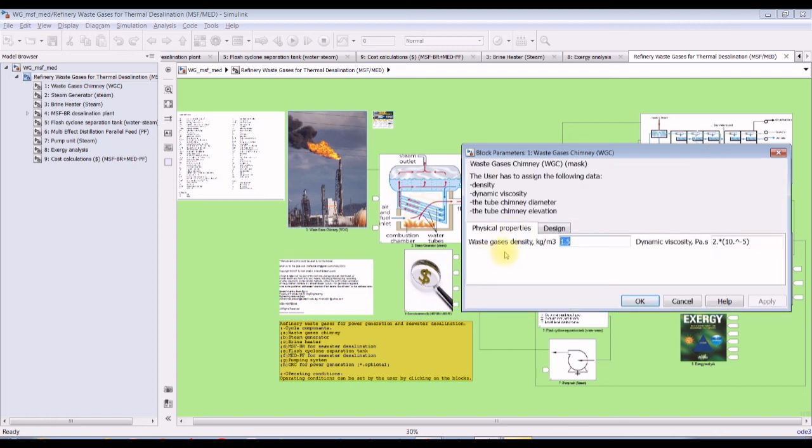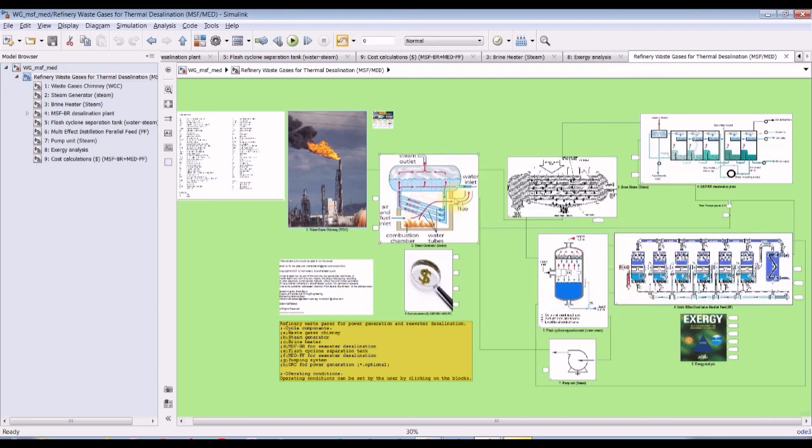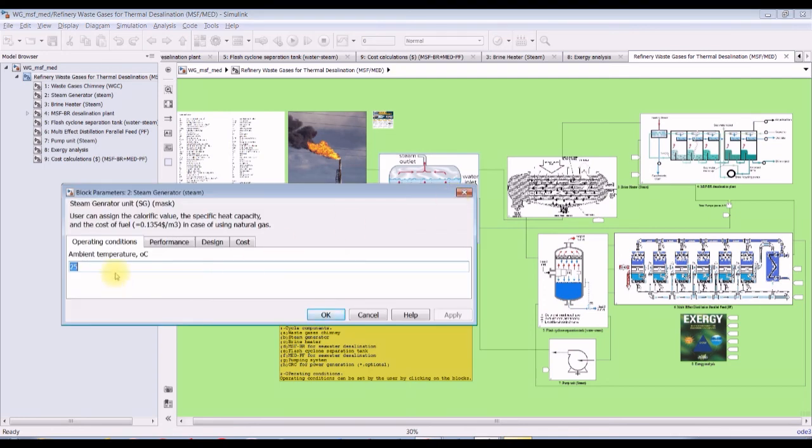We have to assign waste gases density and dynamic viscosity, what is the tube diameter of the chimney, and tube elevation. That's tube elevation. You can control it. For the steam generator, you can assign ambient temperature and steam generator efficiency.